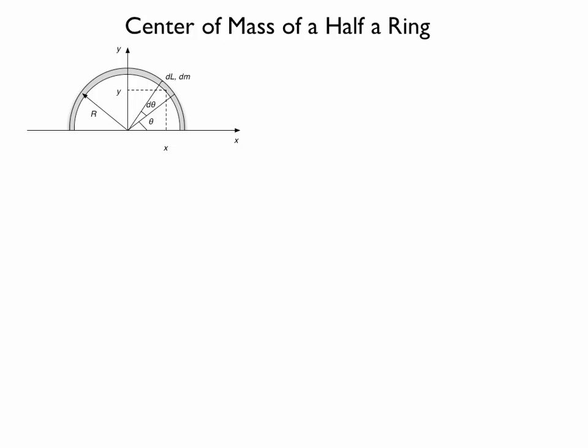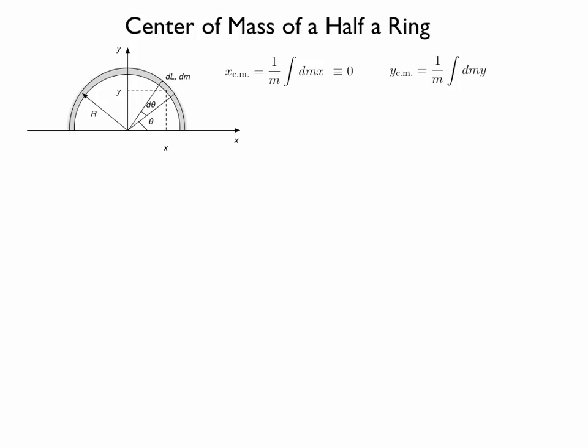The position of the center of mass of the ring along the x direction then will be equal to 1 over m integral of dm x. This is simply the definition of the center of mass for continuous objects. Due to the symmetry of the ring, we immediately see that the value of that integral is 0. This is not the case, however, for the vertical position of the ring.